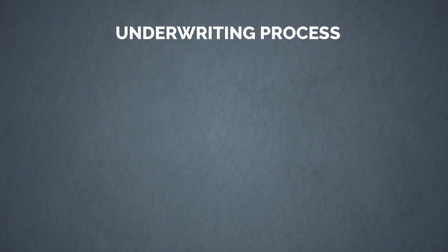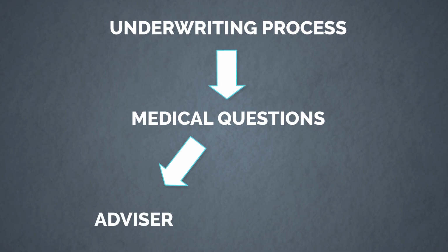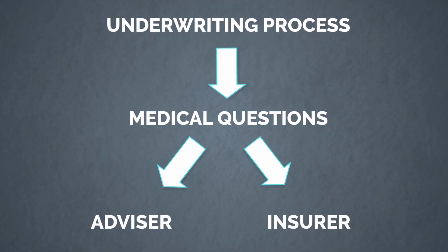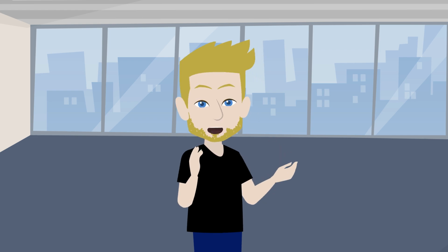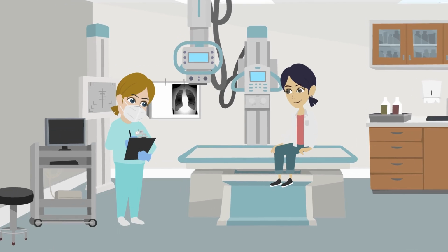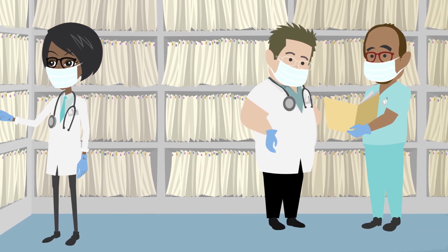The underwriting process involves answering questions about your medical history, usually either with your advisor or directly with the insurer via tele-interview. Depending on your medical history and the amount of cover you're applying for, you may need to undergo medical tests or provide reports from your doctor. This helps the insurer accurately assess the risk of insuring you.